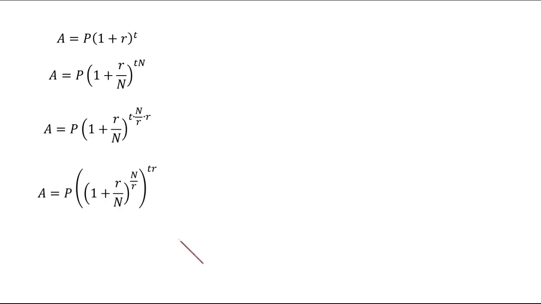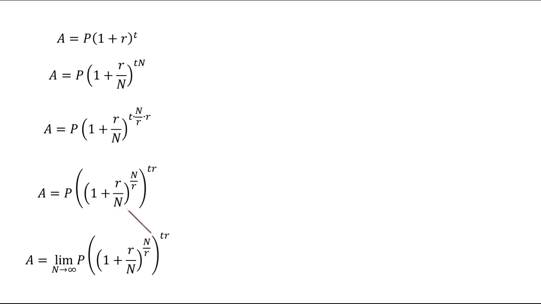We can rewrite this as P bracket open, and we have tr as the power, and within this we are writing 1 plus r upon n the whole raised to n upon r. So what we did exactly is we took this n upon r and we took the power of that as the remaining t and r. Remember, if we open this, we again get the same thing.